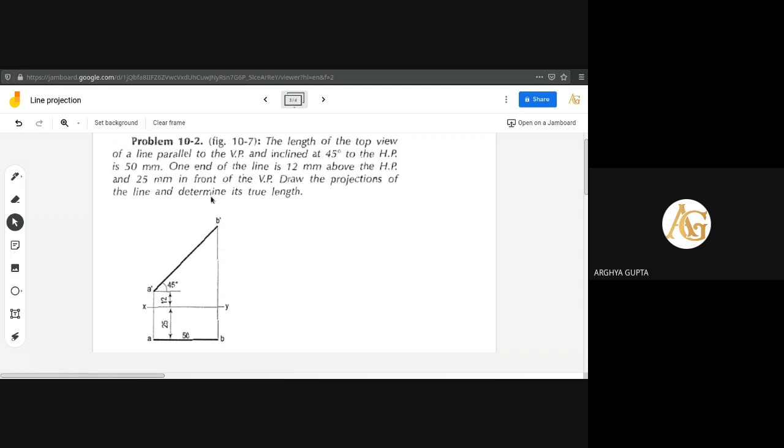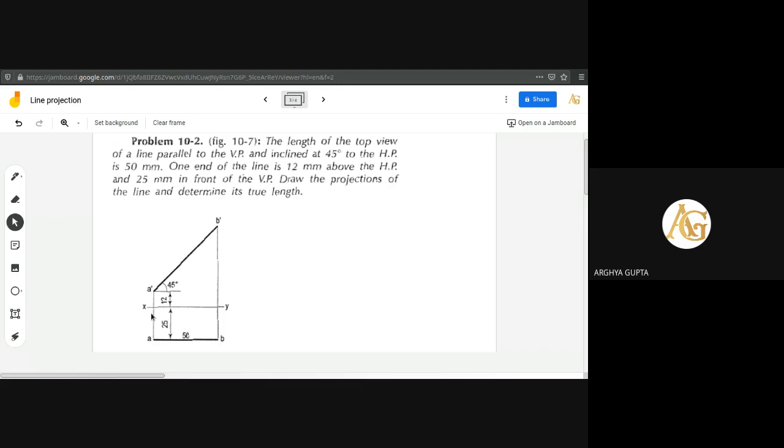Now another condition is given, that the inclination to the HP is 45 degree. So starting from A dash, draw a line at 45 degree inclination. We have the vertical line already, and if we draw a line from A dash at 45 degree, those two lines will intersect at some point. That intersecting point is B dash. So just make A dash B dash and AB dark. So these will be the two views.